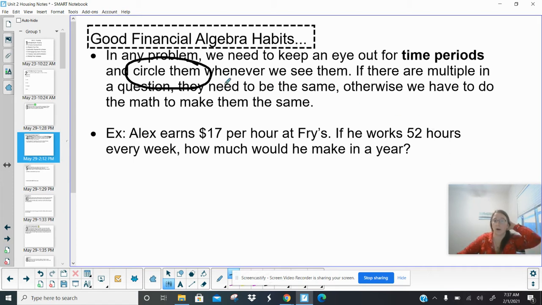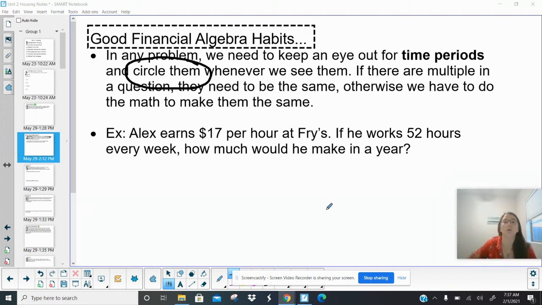If there are multiple in the question, they need to be the same. Otherwise, we have to do the math to make them the same, meaning we need to do conversions, right? So for an example here, this is not the type of question we're necessarily going to have, but here's how I would annotate it to understand, oh, I need to do a couple conversions here to make these time periods be the same, if that makes sense.